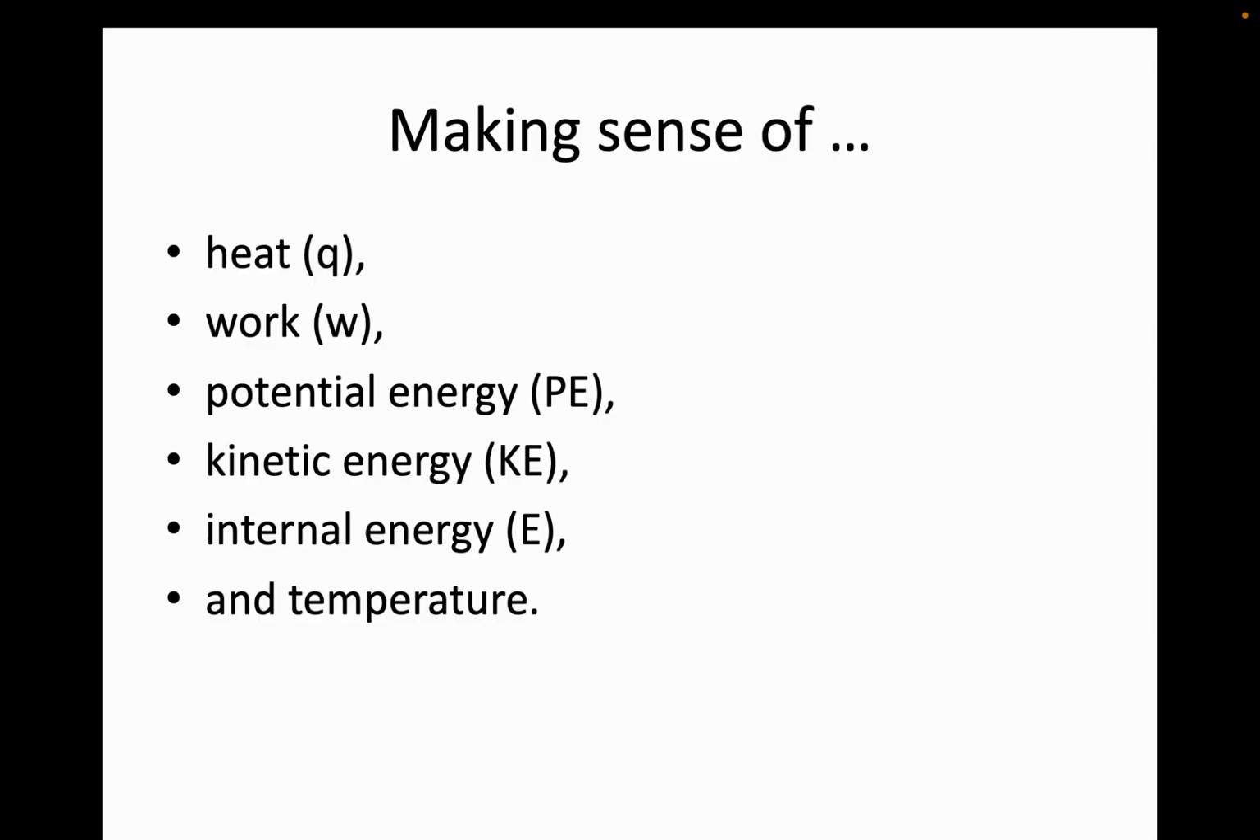So let's get started. A goal at the start of Chapter 5 is to make sense of different terms and definitions. The symbols that we have for those: heat is given the symbol Q, work is W. We have potential energy and kinetic energy, PE and KE. Something called the internal energy is given the symbol E, and we can connect these ideas to temperature.